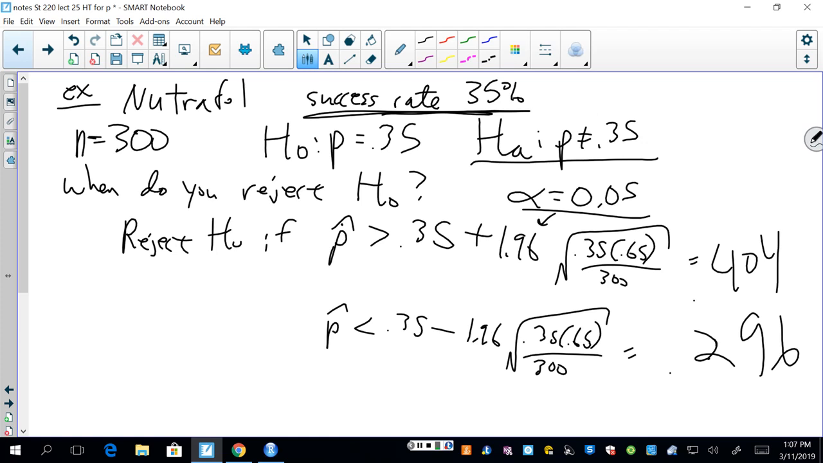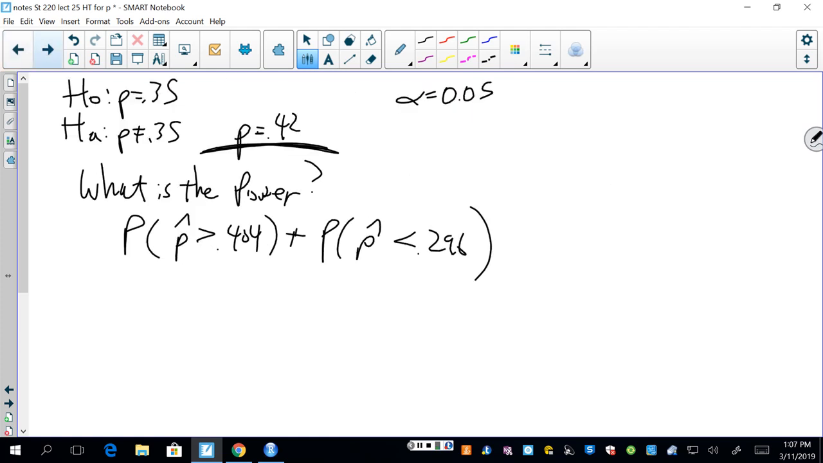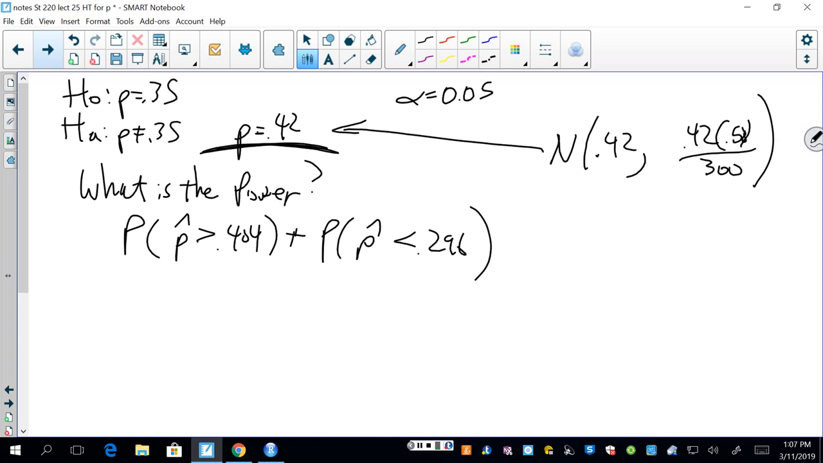But now, specifying the alternative, that is 0.42, we can calculate these probabilities, right? Because under this alternative, we should have a normal with mean 0.42, and the variance is 0.42 times 1 minus that, which is 0.58, over 300. So we can standardize these two things and calculate the normal areas.